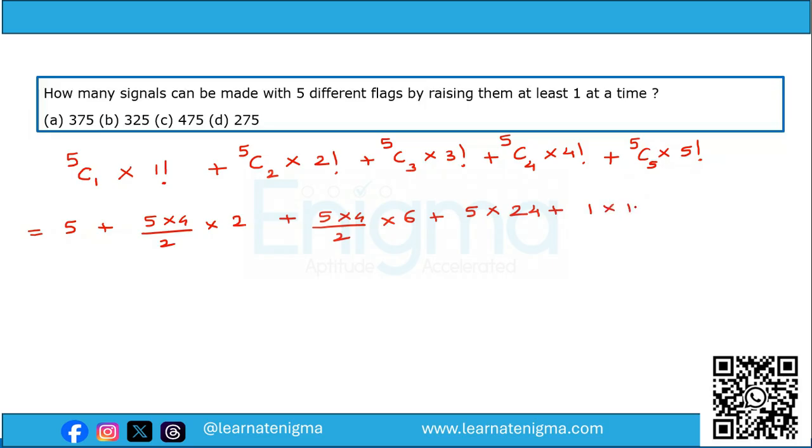So 1 into 120. So let's solve this. So 2 gets cancelled out. So this becomes 5 plus 20 plus 2 3s are 6. So 5 4s are 20, 3s are 60, plus 24 5s are 120 plus 120. Now if you add this, the addition comes out to be 325. So answer will be option B.